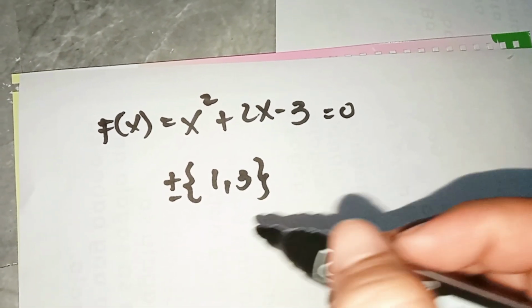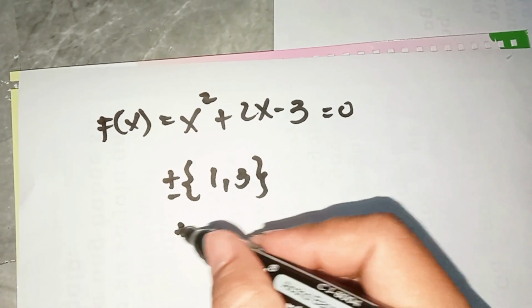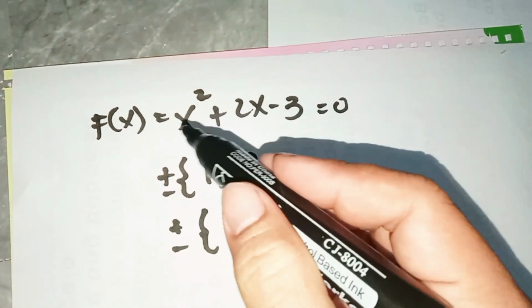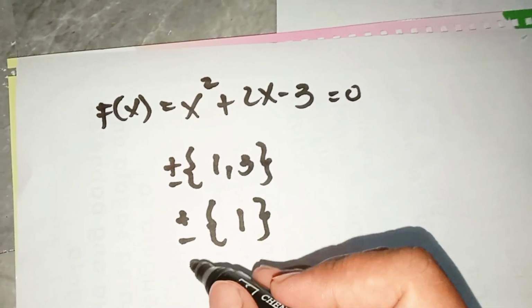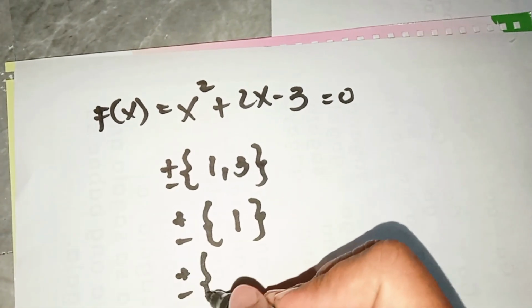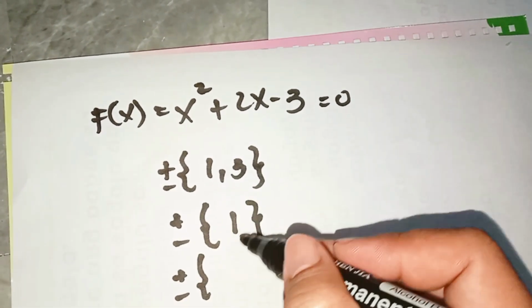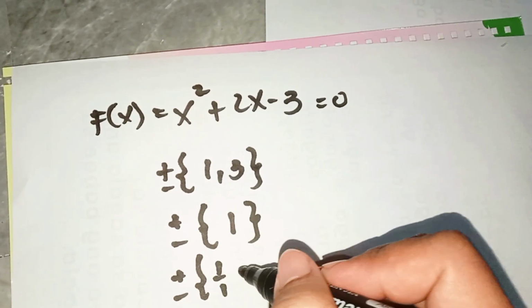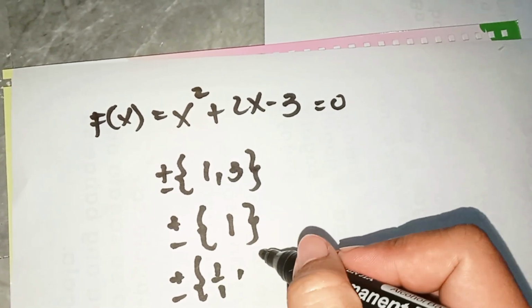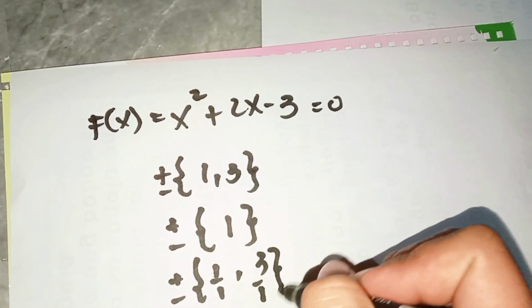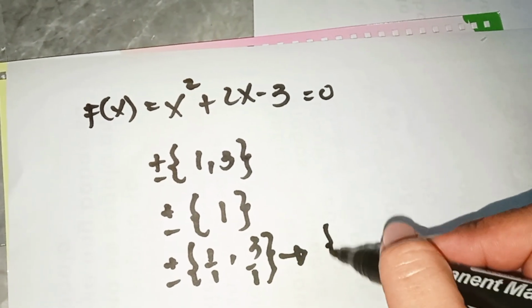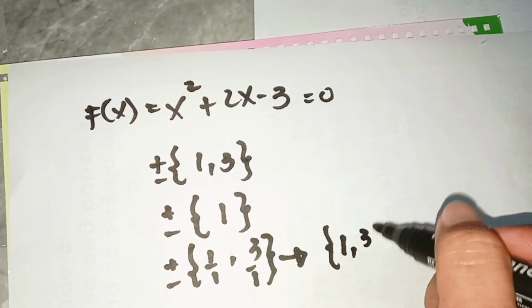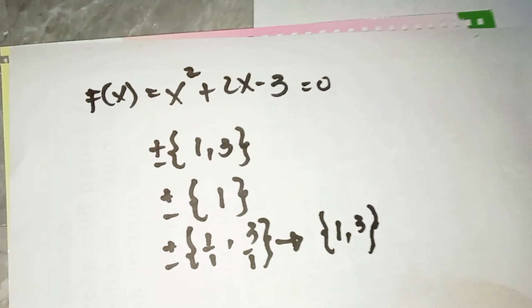Then proceed with the factors of the leading coefficient, the 1. So the factor of 1 is 1, positive and negative. Now we'll make it as a fraction, so 1 all over 1, then 3 all over 1, or we can make this simpler. 1 all over 1 is 1 and 3 all over 1 is 3.